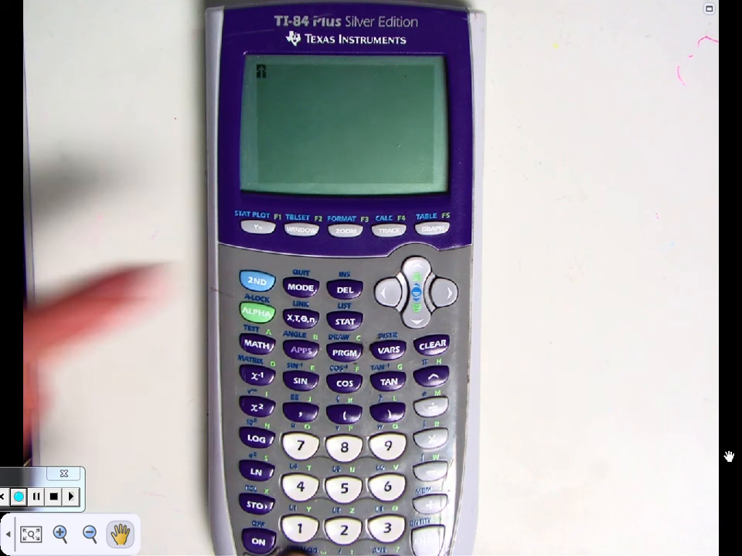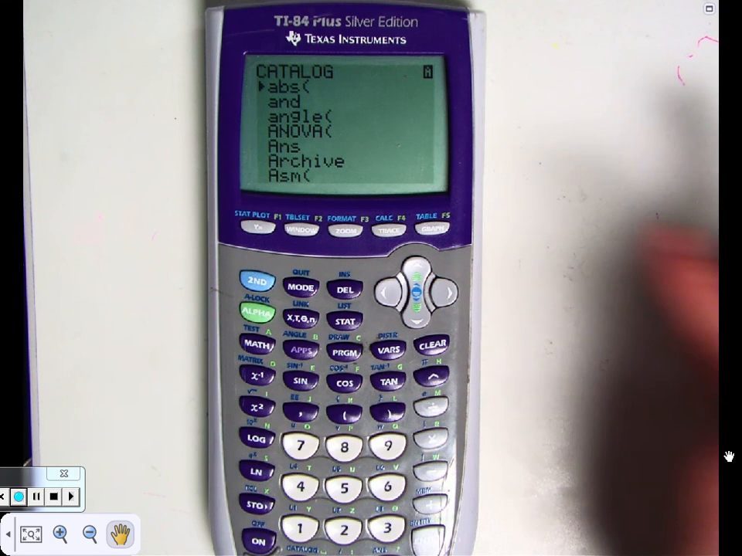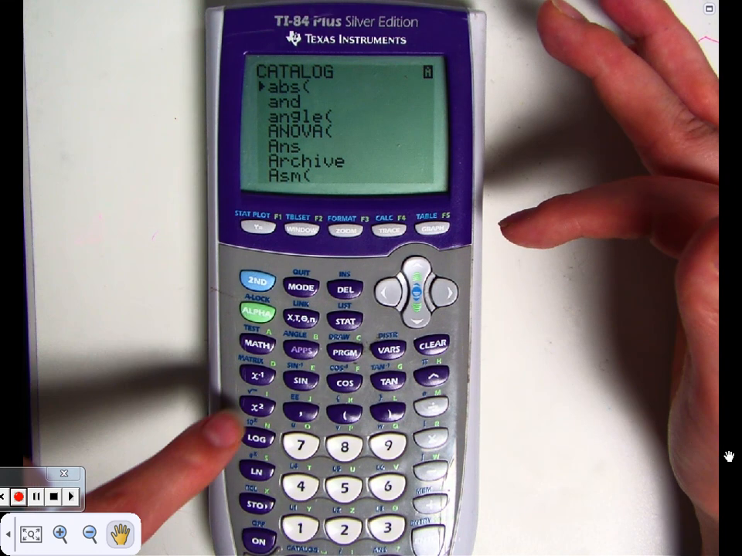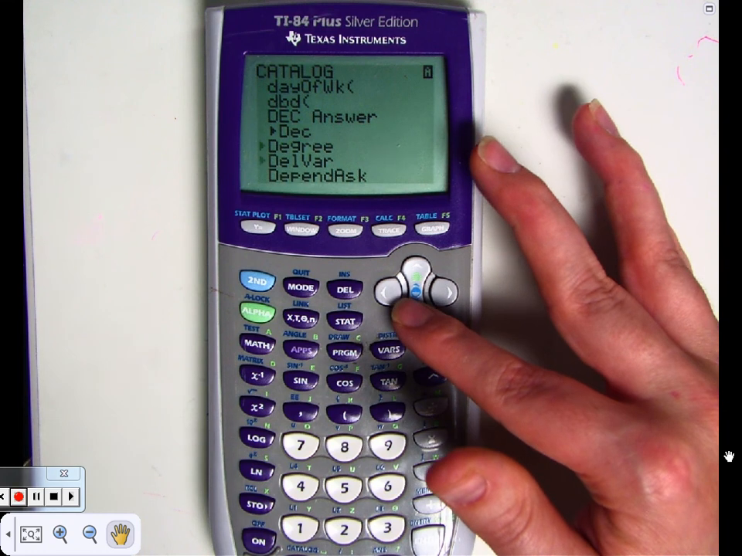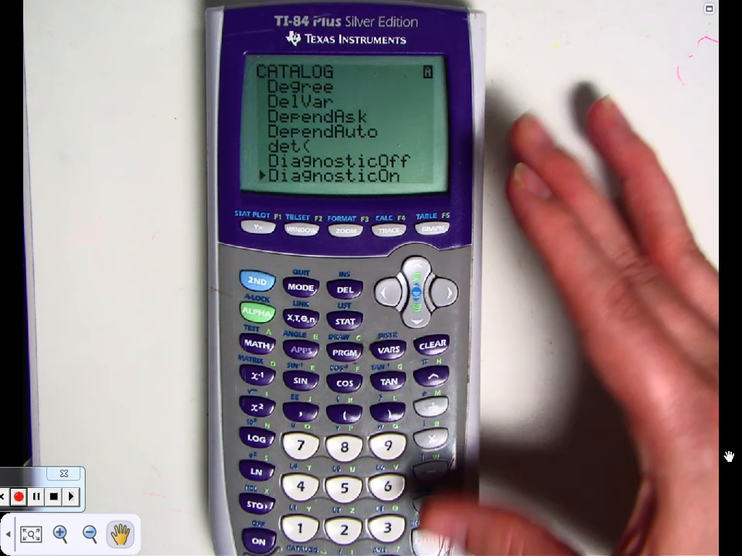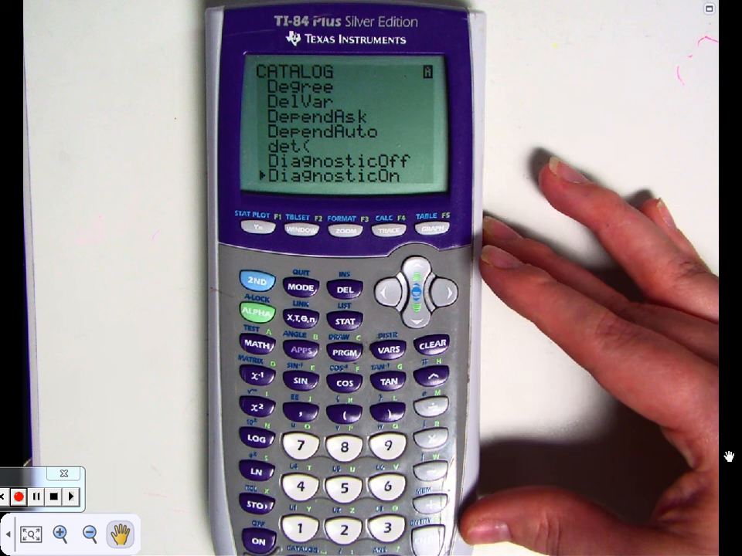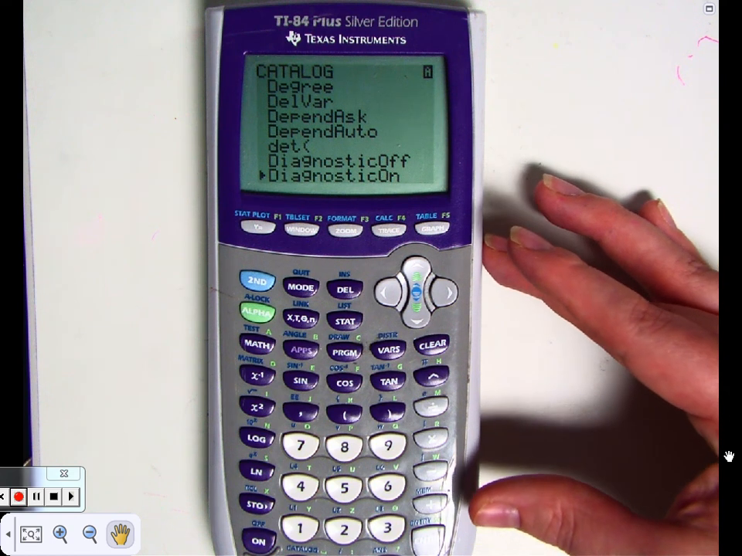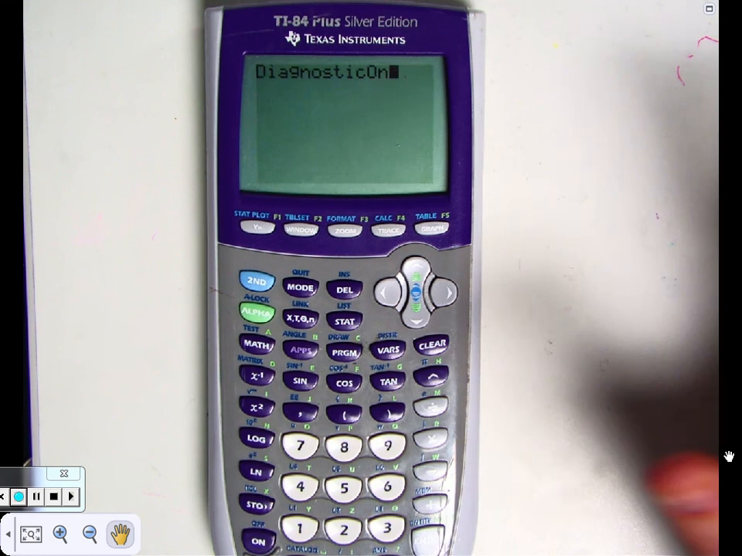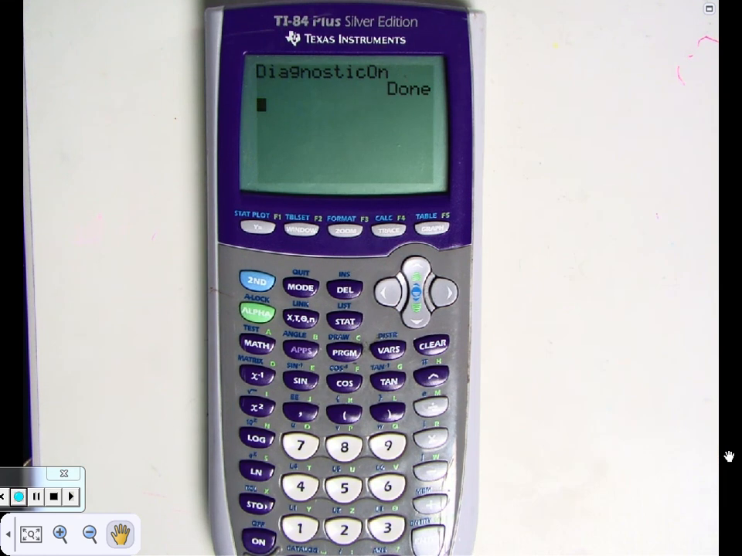So if I go second, catalog, and I can go down, if I hit the letter D, D is this one right here. I want to look for diagnostic on. Diagnostic on allows us to see that R value and also shows us R squared. We want R squared. So we're going to look at diagnostic on, and that's going to allow us, when we do the least squares regression, to go ahead and get that correlation value. It'll just automatically do it for us.